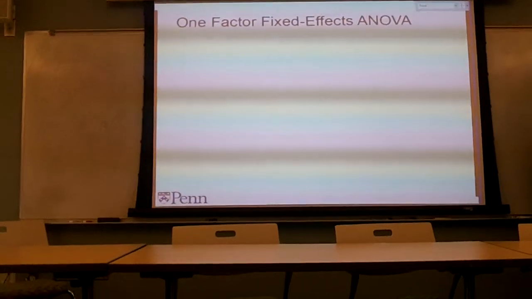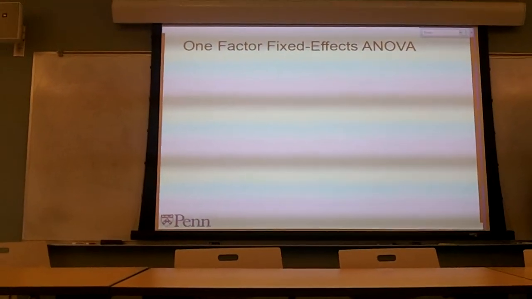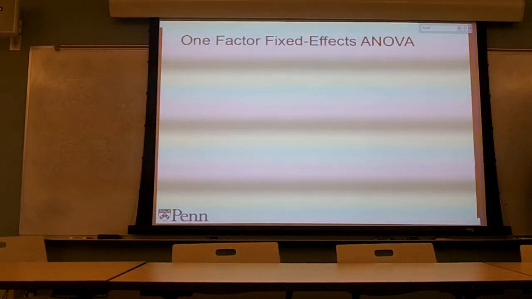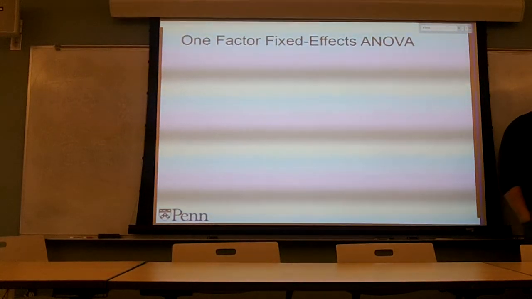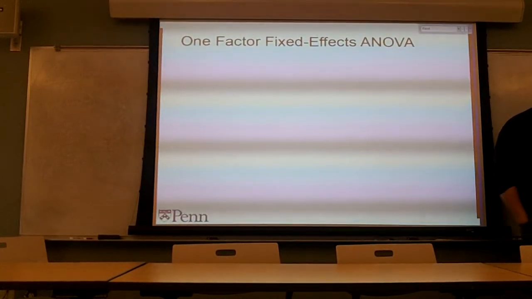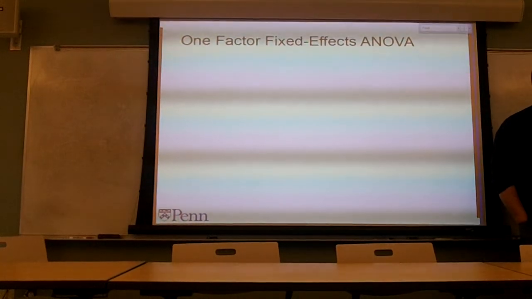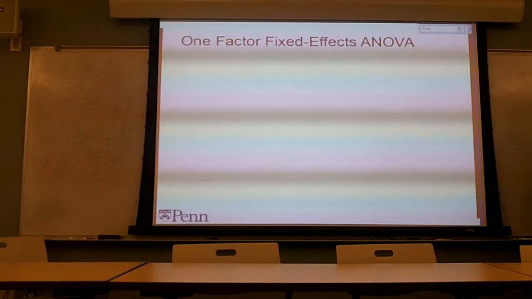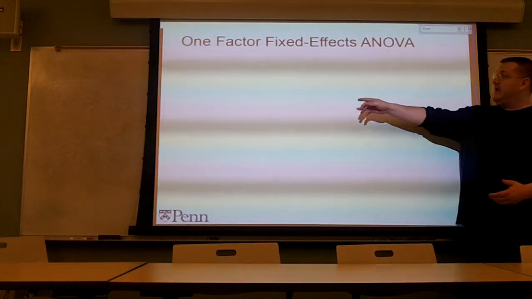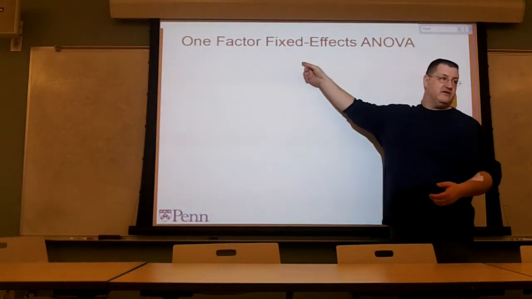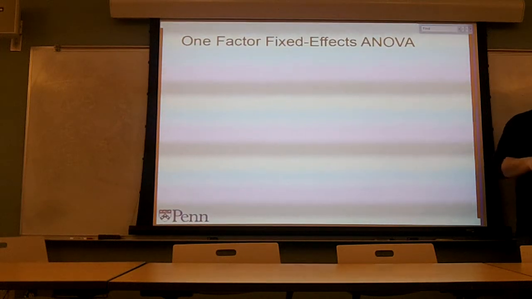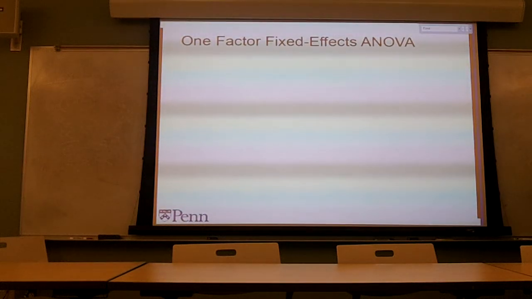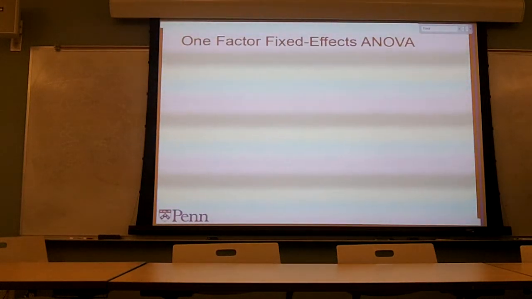Factors are discrete variables. They're usually categorical, like treatment 1 versus treatment 2 versus placebo. So I have 3 levels of my treatment factor. So the number of factors tells me, I could have a 2-factor fixed effects ANOVA, in which case I would have 2 predictors, and each of those predictors would have 2 or more levels, right?